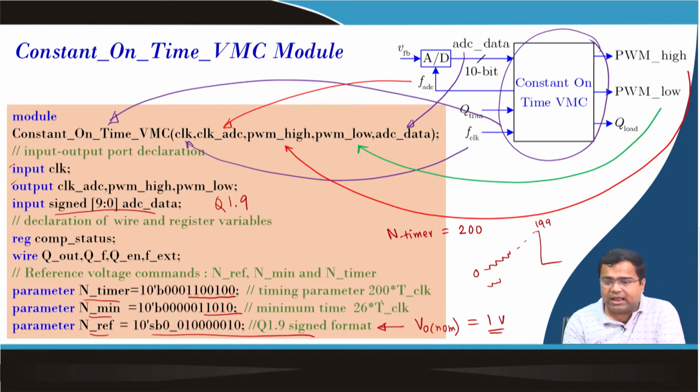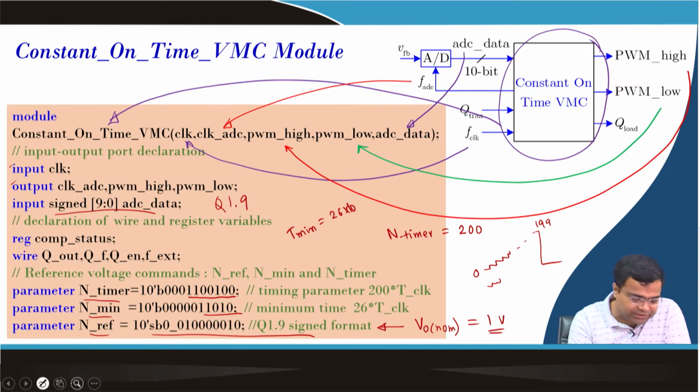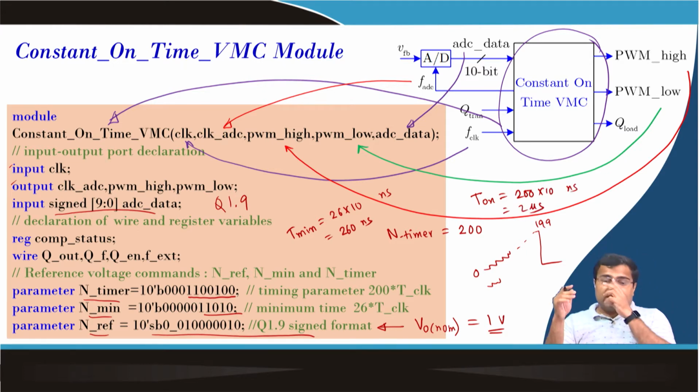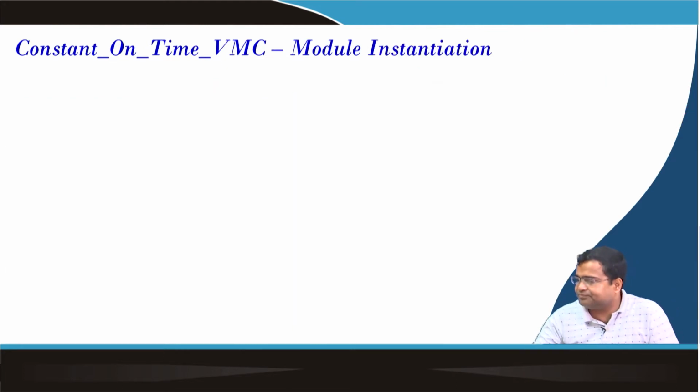So, what will T minimum be? 26 into 10 nanosecond, which is nothing but 260 nanosecond. And what is the constant on time? It is 200 into 10 nanosecond, which is 2 microsecond. But you can reduce it, because 2 microsecond may be large. So, these quantities are adjustable.